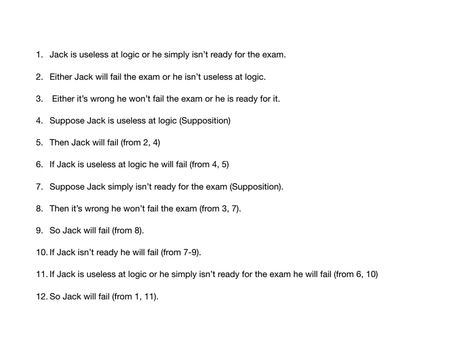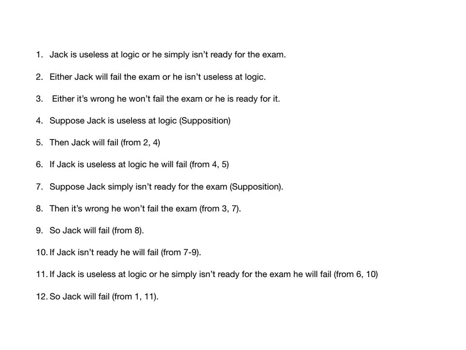We're saying it's wrong that he won't fail. This is using this double negation stuff, which we'll talk about later. But I hope, just intuitively, you can see that if I say it's wrong that he won't fail, that's a roundabout way of saying he will fail, right? If Jack isn't ready, he will fail. Seven through nine.